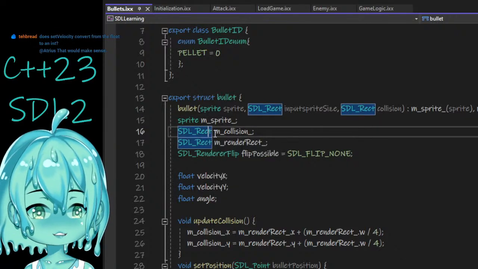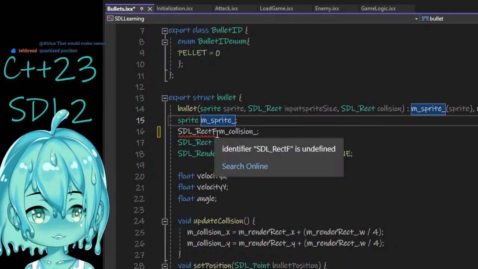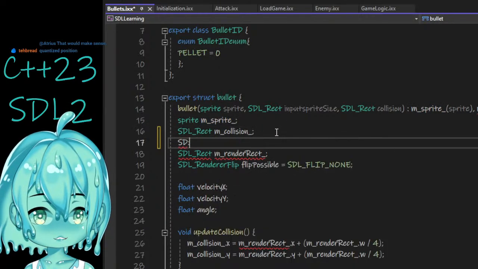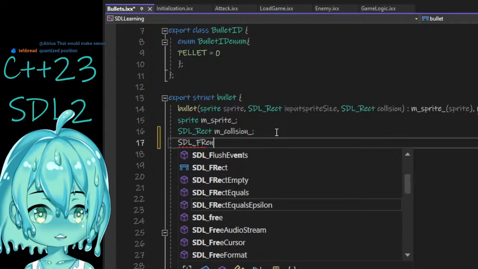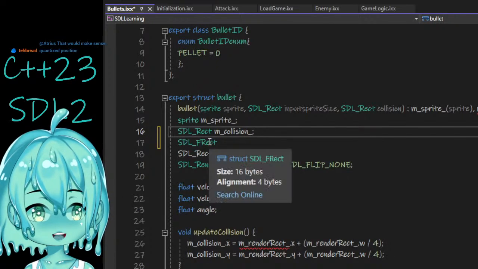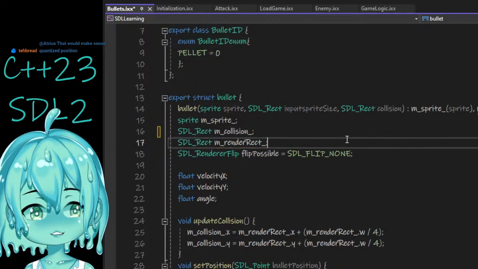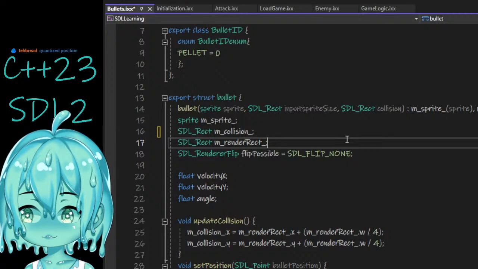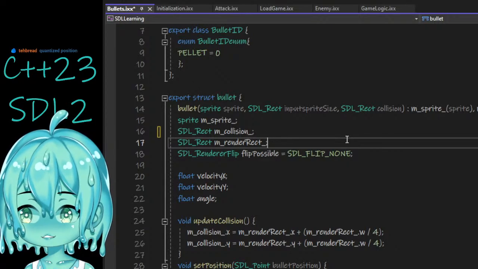Now, there is such a thing as an SDL rect F, which is a float. No, wait, what? SDL, hold on, SDL F rect? There we go. There is a float rect, to be fair, but do we just change everything to, well, we're still going to have the same problem in that they can't rotate. Quantized position.